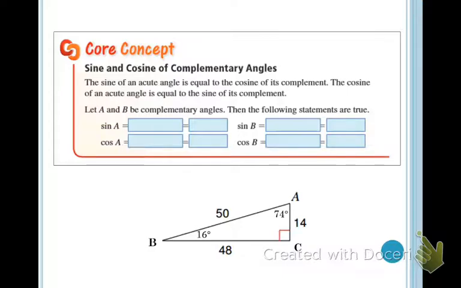Sine and cosines of complementary angles. What does complementary angles mean? What does it mean about 90? They add up to 90. So here's what we're going to do.